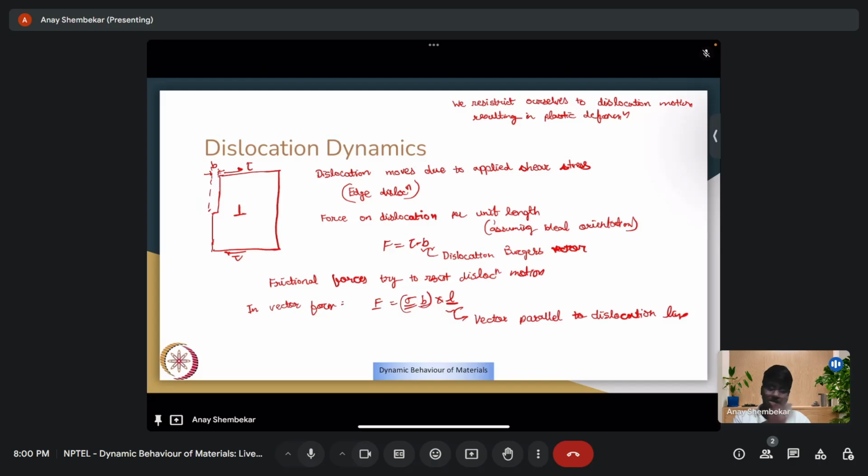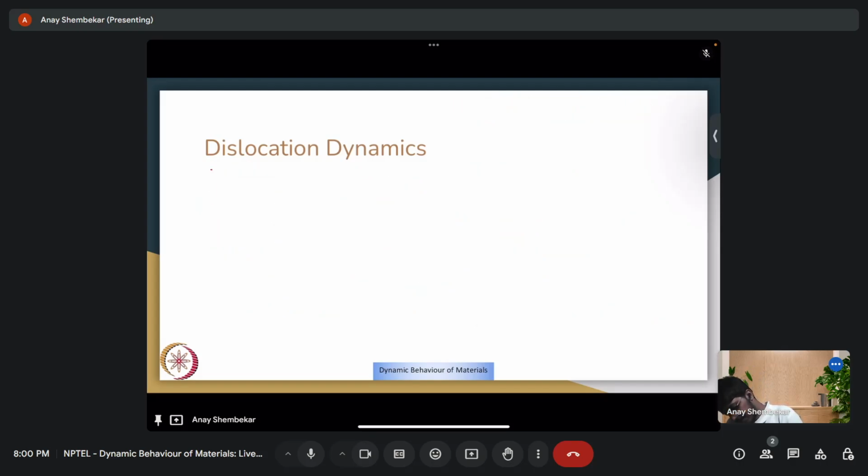Now suppose instead of a single dislocation you have a number of dislocations. So I'll draw a diagram like this. Length L, shear load is applied. What happens is we'll have different steps.